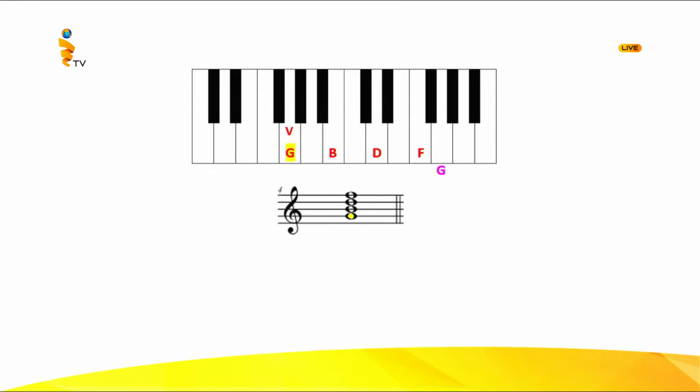Now we can see the dominant seventh in the stave. You can see G at the bottom, that is the root, then the B as the third, and the D as the fifth, and then the seventh is above it. So we name it dominant seventh with the Roman numeral 5 and 7. Here you can see the dominant is the root, then the third comes above it, then the fifth comes above it, then the seventh comes at the top. So this is the dominant seventh, right?